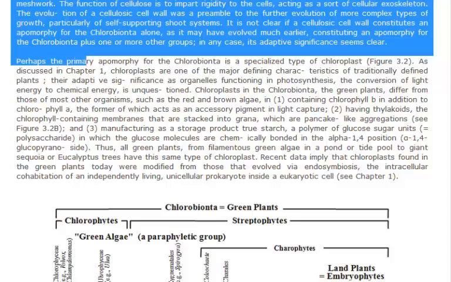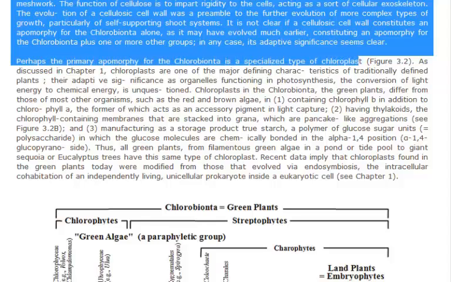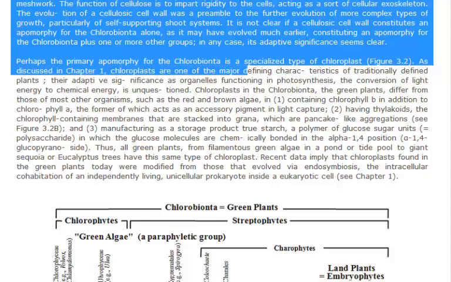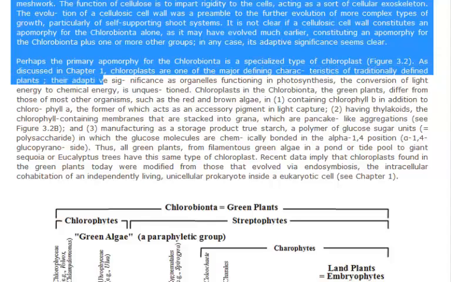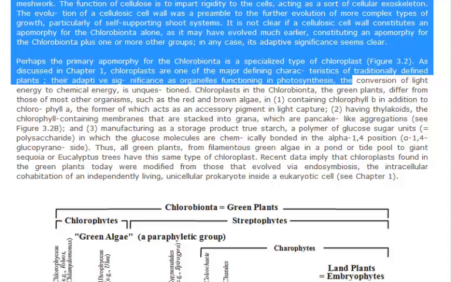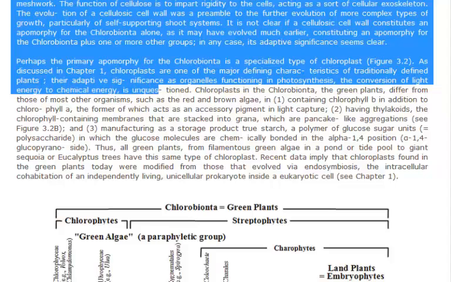Perhaps the primary apomorphy for the Chlorobionta is a specialized type of chloroplast. As discussed in Chapter 1, chloroplasts are one of the major defining characteristics of traditionally defined plants. Their adaptive significance as organelles functioning in photosynthesis, the conversion of light energy to chemical energy, is unique.